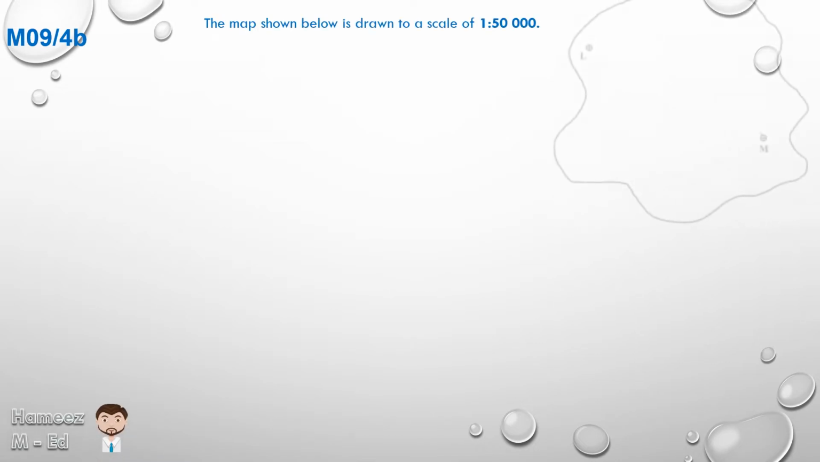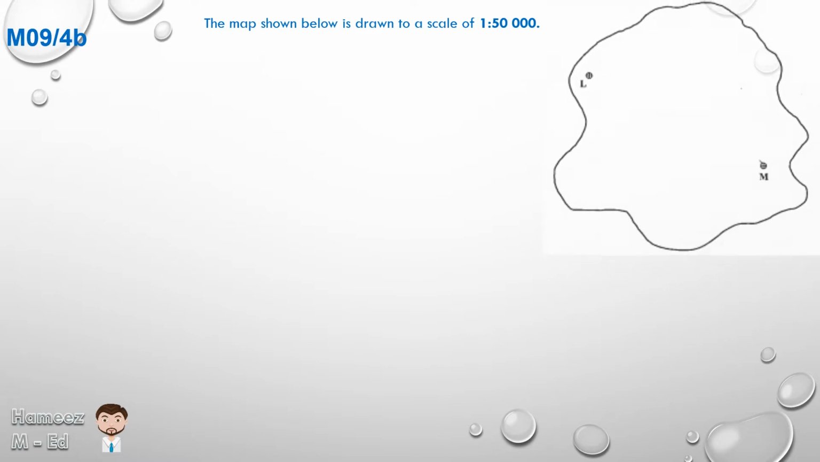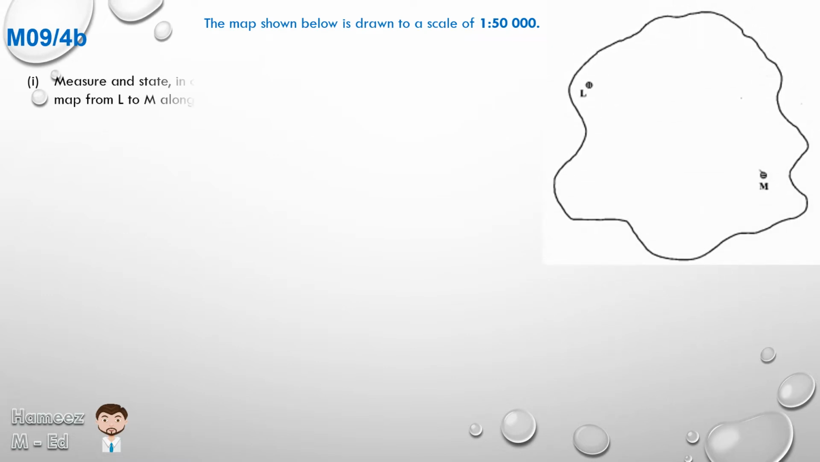May 2009, number 4b. The map shown below is drawn at a scale of 1 to 50,000. Part 1. Measure and state in centimeters the distance on the map from L to M along a straight line. So this is best done when we have a printed copy of the past paper at 100% size. And when we measure from L to M, it will give us 4.8 centimeters.